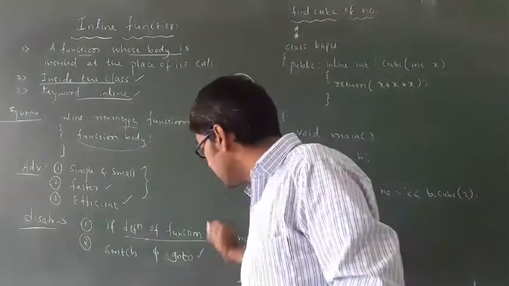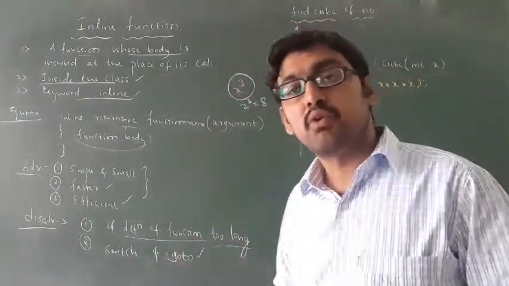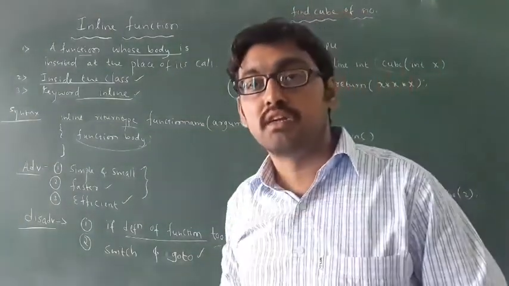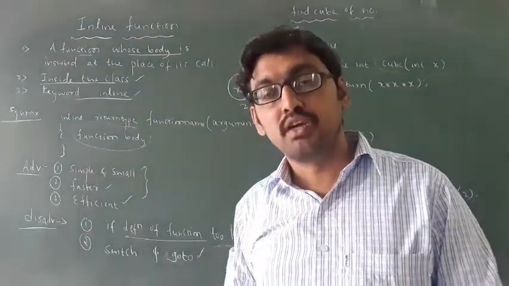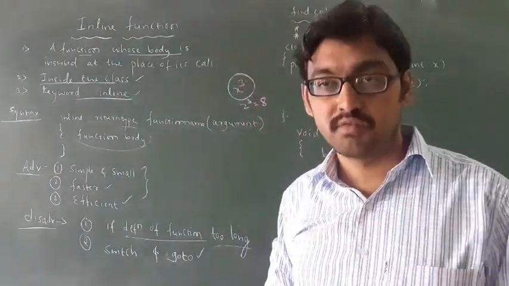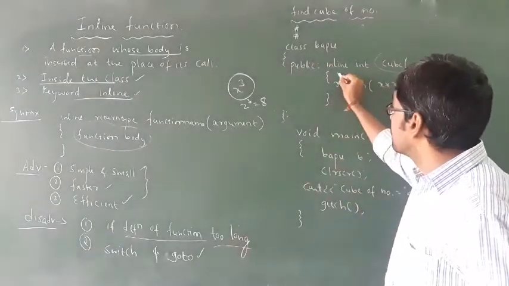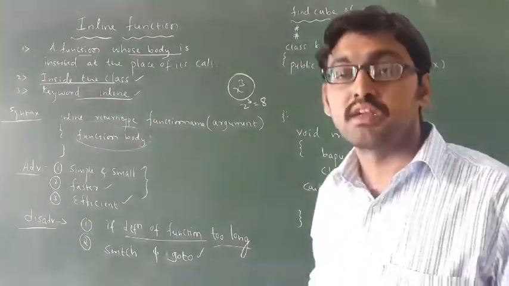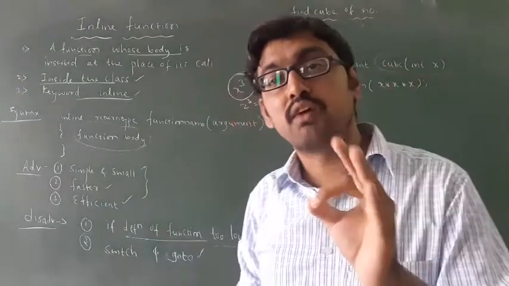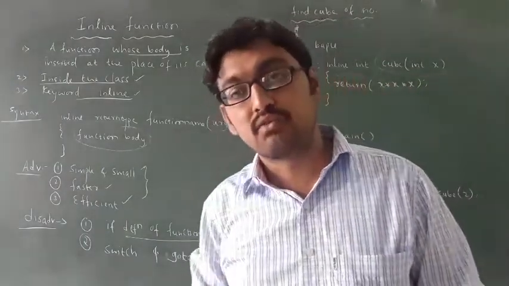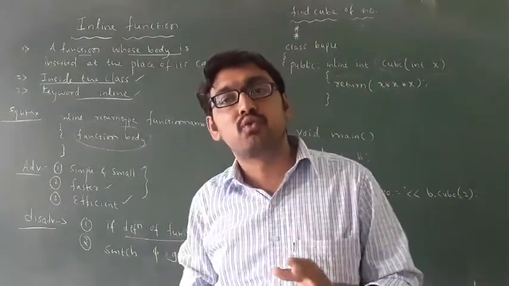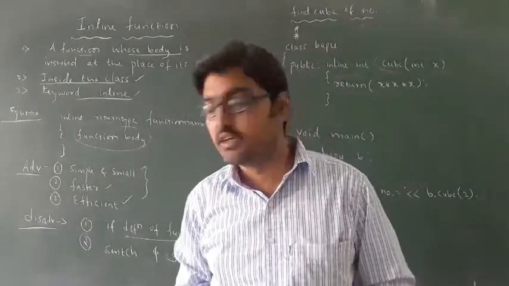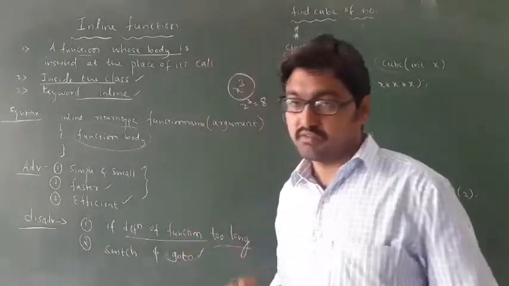Then the second disadvantage is in the function body. In this function body, if you take a switch statement, I already told you about the switch statement in first year, or if you take a goto statement, it does not work. If you write a switch statement in the function body, it does not work. That is also one of the disadvantages of an inline function. That's why we almost always use inline functions only for small programs. See, these are the two disadvantages.